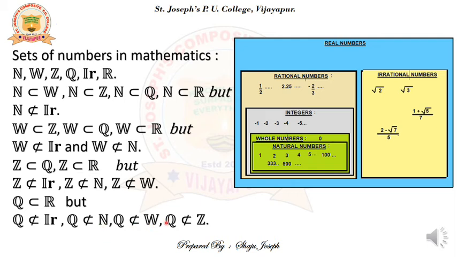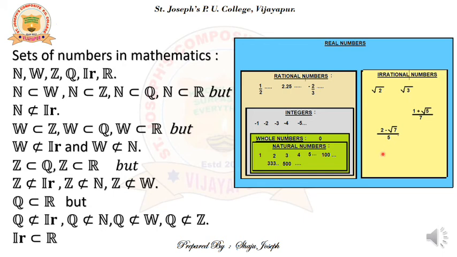Last comparison is rational numbers and integers. Same 1 by 2, if I take it for rational numbers, yes, it belongs. To integers, it does not belong. Integers do not contain fractions. So, what can you say now? We can say that Q is not a subset of integers, right? Yes. Last, we'll talk about irrational now.